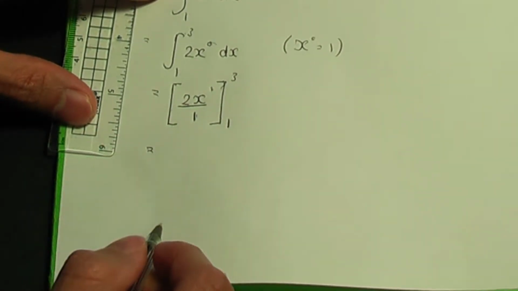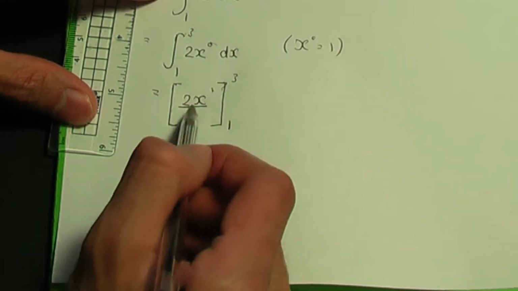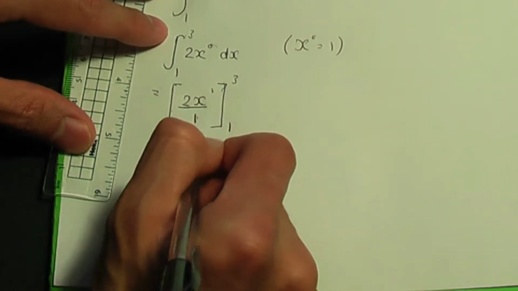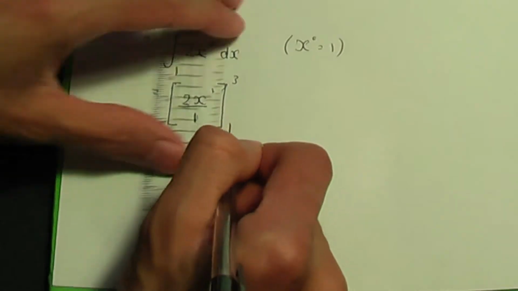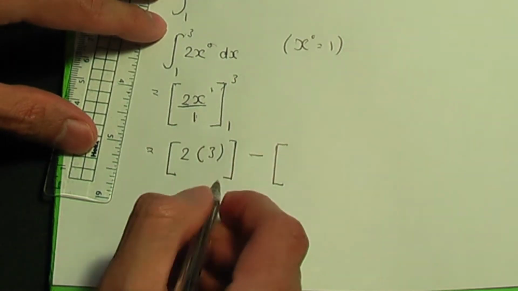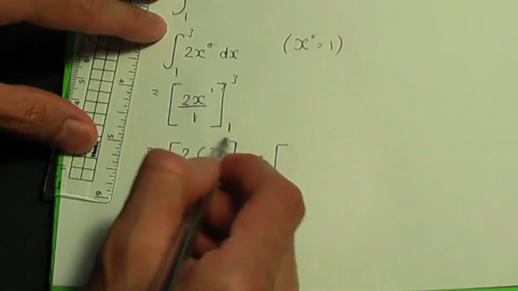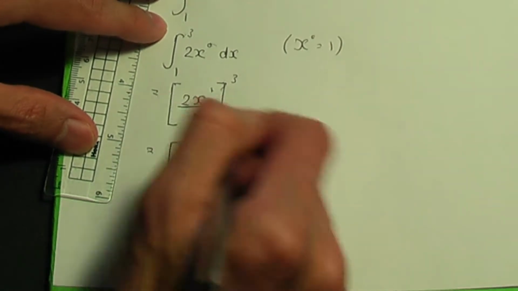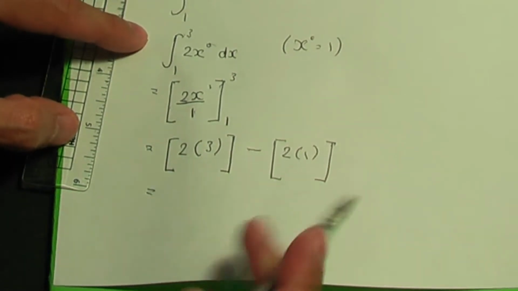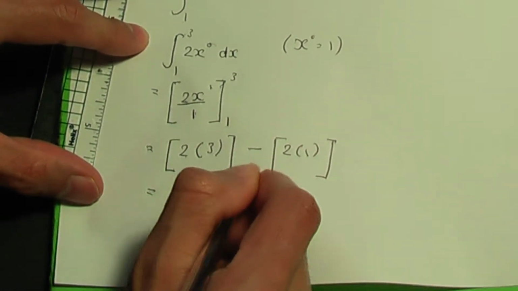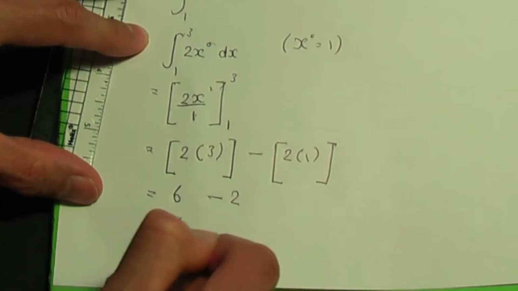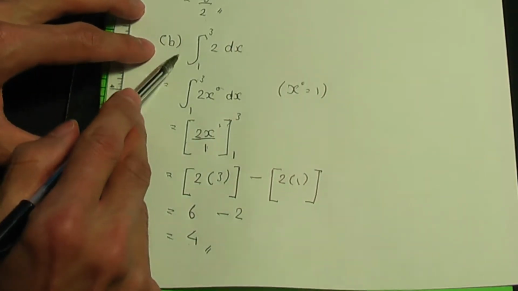So from here on, let's replace the limits. First, replace the upper limit into your integral function. So when I replace the upper limit, I'll get 2 into x, which is 3. Close the bracket, always minus in the middle. Then replace your lower limit being 1. So when I replace 1 in the integral function, I'll get 2 into x, which is 1. So let's simplify this. 2 into 3, which is 6, minus 2 into 1, which is 2, 6 minus 2, 4. So this should be the solution to part B.